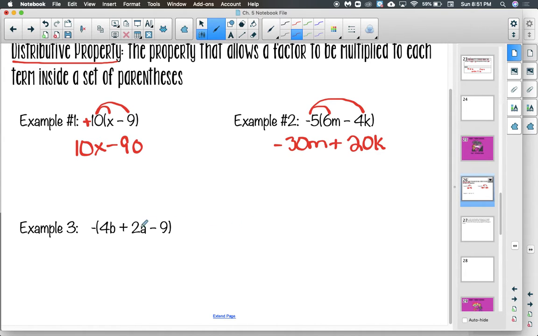The first one is to just take your sign and multiply it to each term and see how it changes them. That's pretty easy. Let's do it. So we can start here.